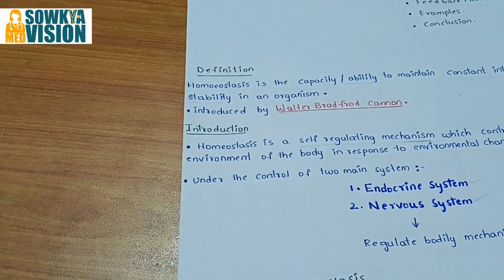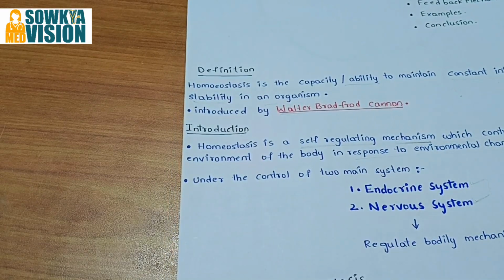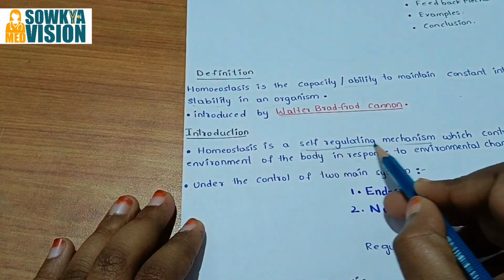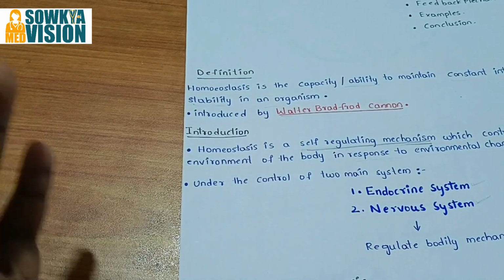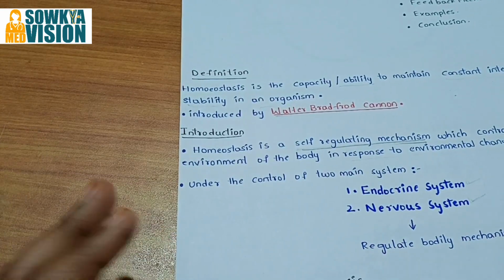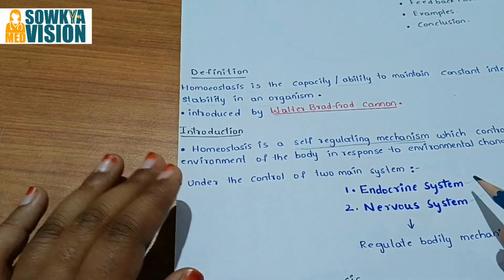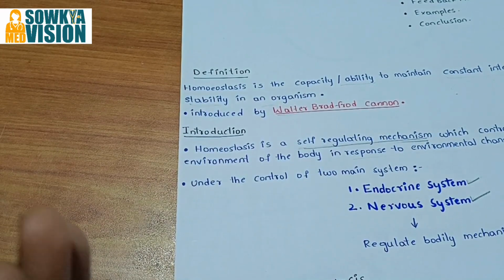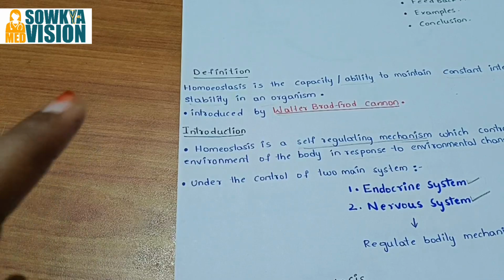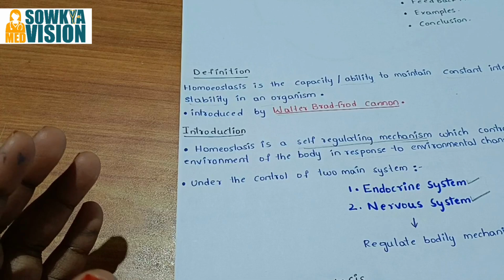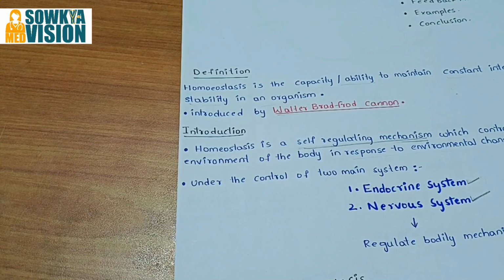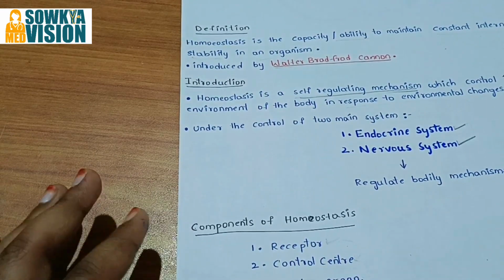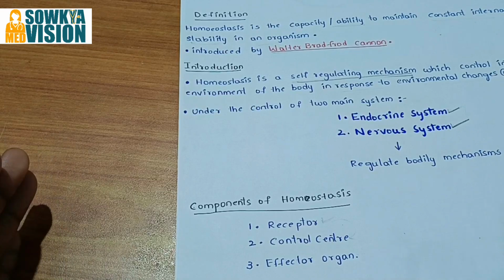Now let's see the introduction of homeostasis. Homeostasis is a self-regulating process which is controlled by two main systems, the endocrine and the nervous system. These two systems control and maintain homeostasis. They are the main systems which control all other systems involved in the body to maintain homeostasis and achieve equilibrium.